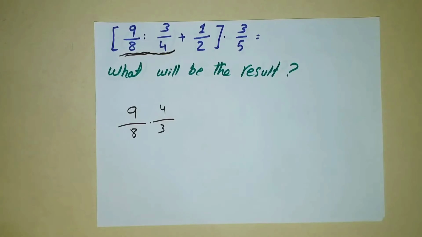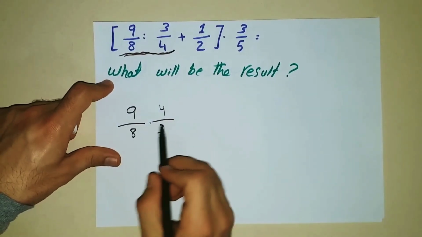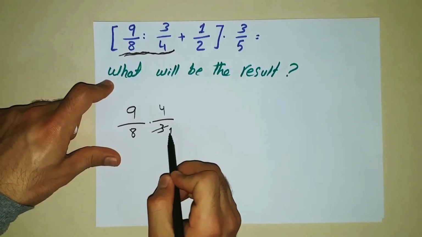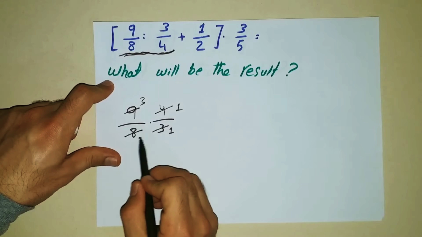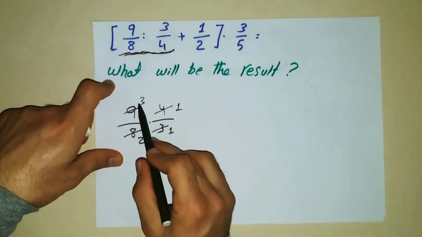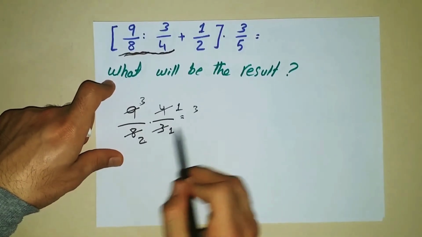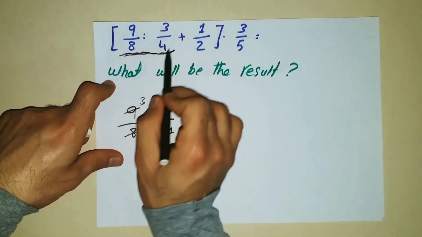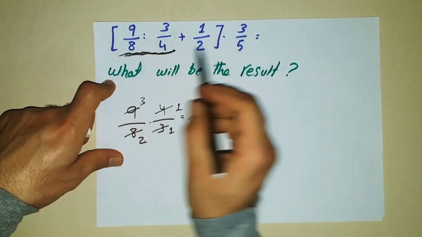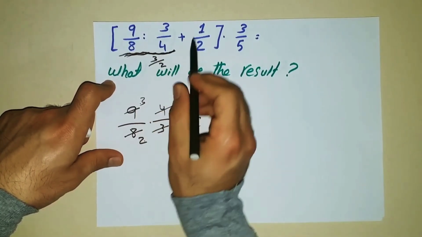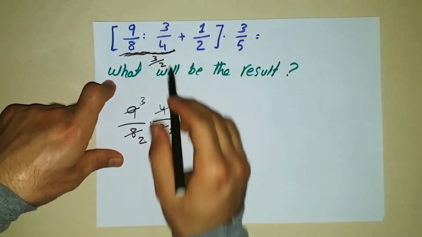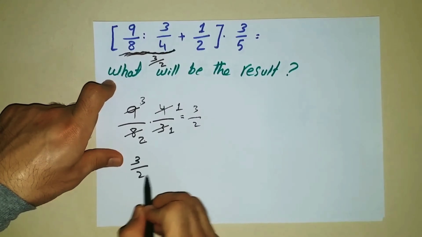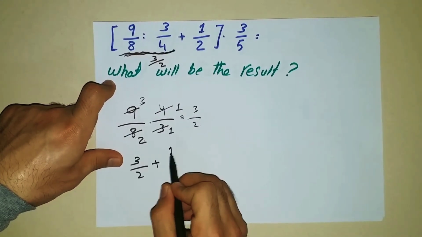So I will go for simplification first. Yes, I can simplify them. 3 ones are 3, 3 threes are 9, 4 ones are 4, 4 twos are 8. So 3 ones are 3, 2 ones are 2. So the answer of this one is 3 by 2, and it is plus 1 by 2. So now it is 3 by 2 plus 1 by 2.